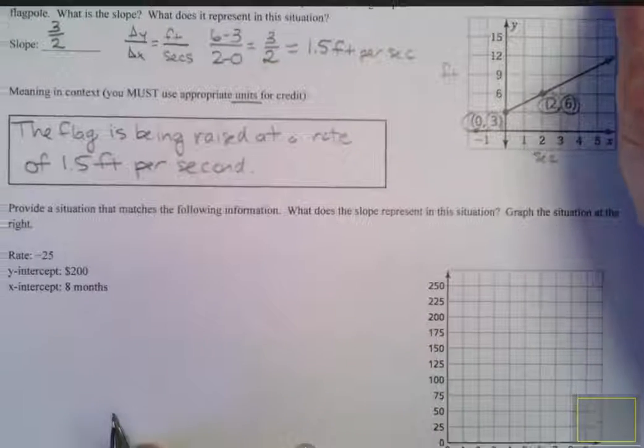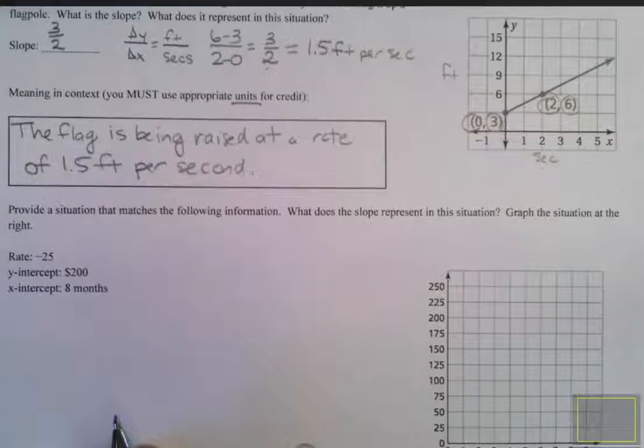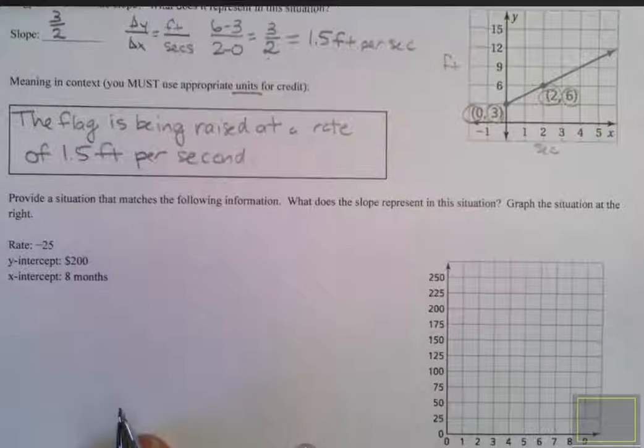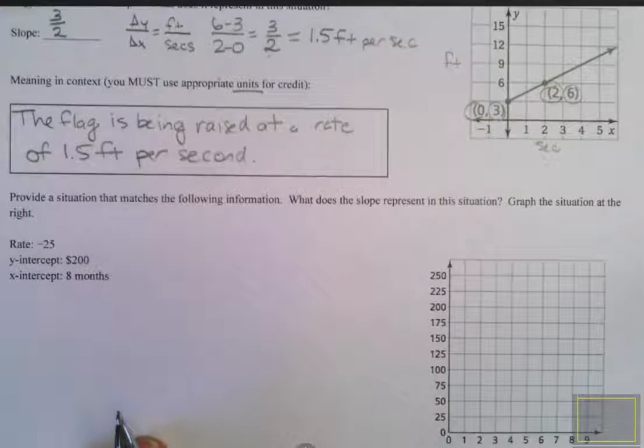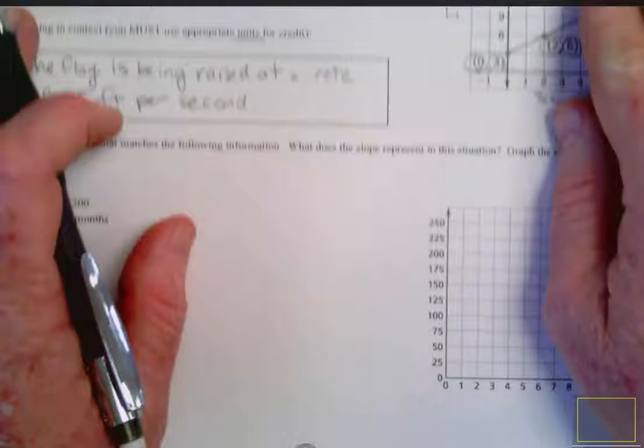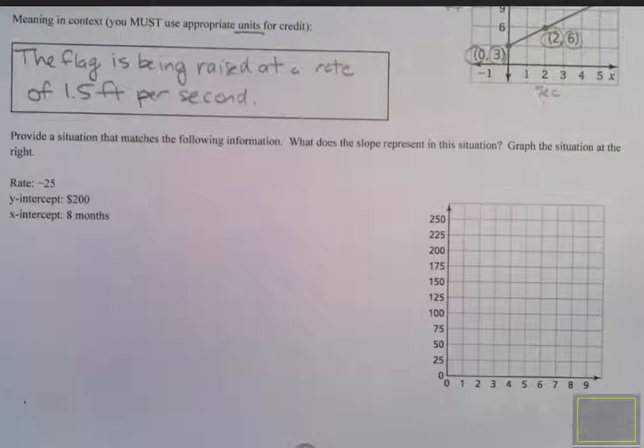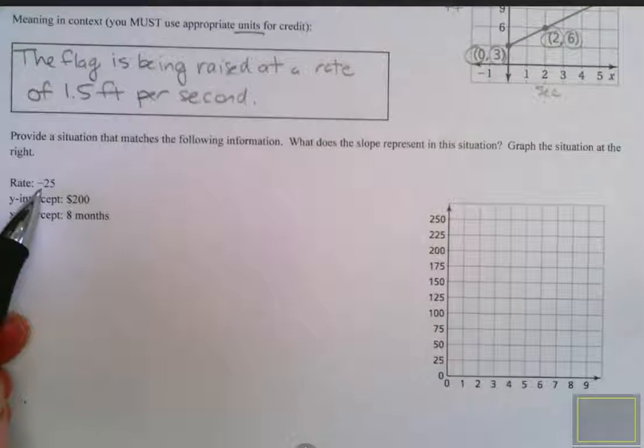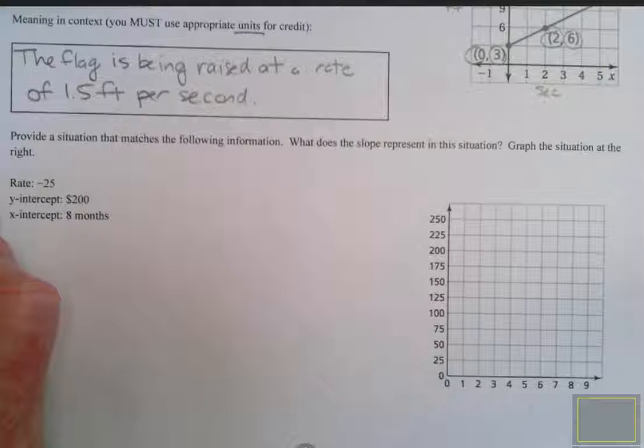Okay, next one. Slope, slope, slope. Provide a situation that matches the following information. What does the slope represent in this situation? And graph the situation at right. All right, let me pull this up a little bit. Okay, so the rate is -25. There's my slope.